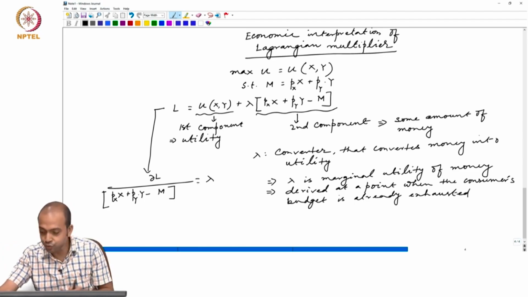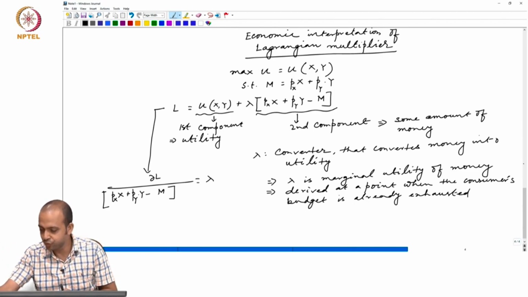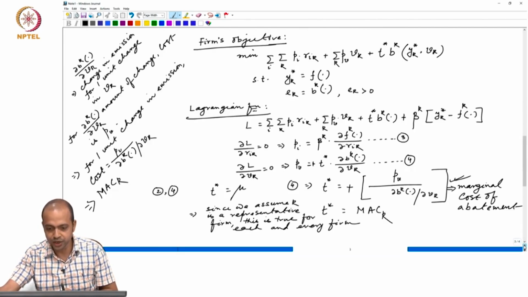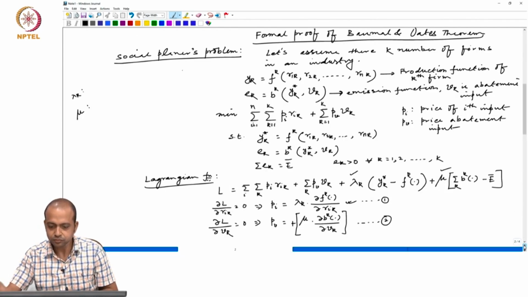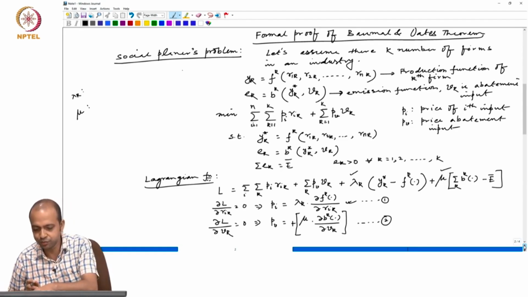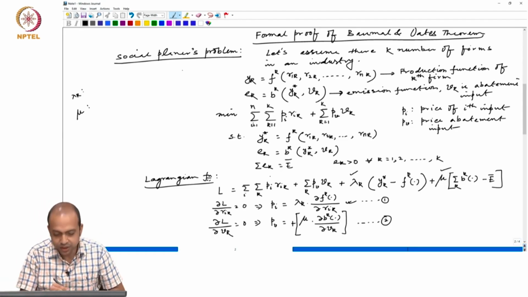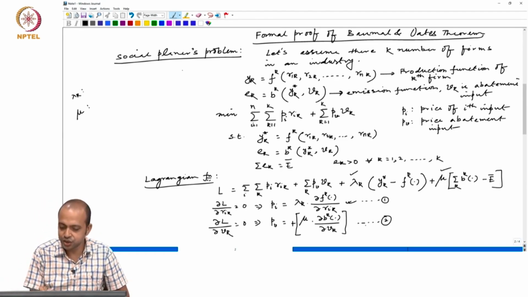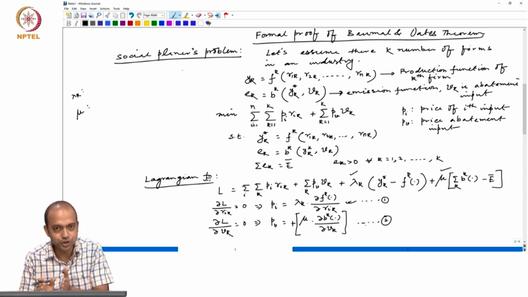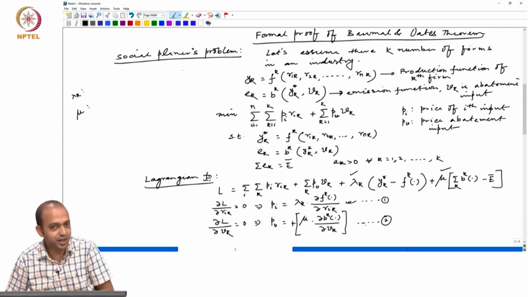So, now we will go back to our initial situation and we will see how to interpret those two Lagrangian multipliers. Come here, we have two Lagrangian multipliers here. First of all, in this Lagrangian function, what is the nature of the first component? That means Pi into Rik plus Pv into Vk. That is also nothing but the summation of input cost and abatement cost. And if that is the case, that is nothing but some amount of cost which again is measured by money.